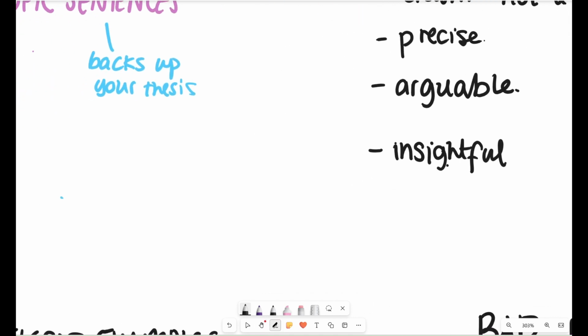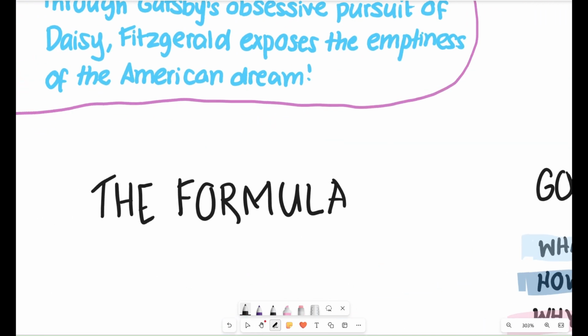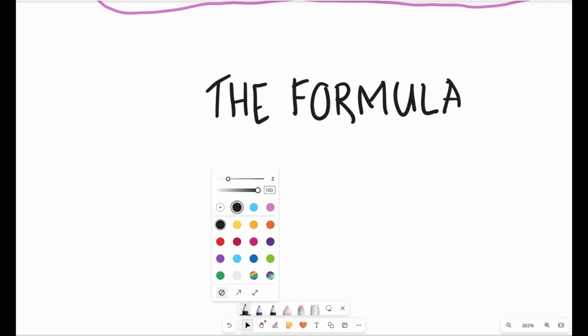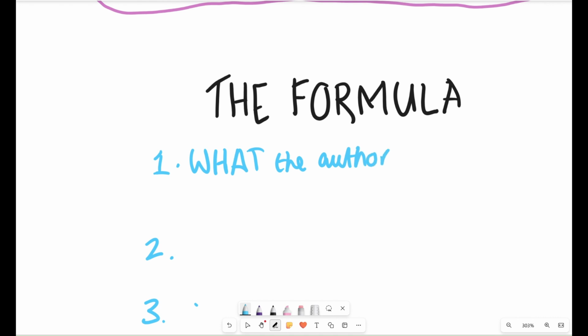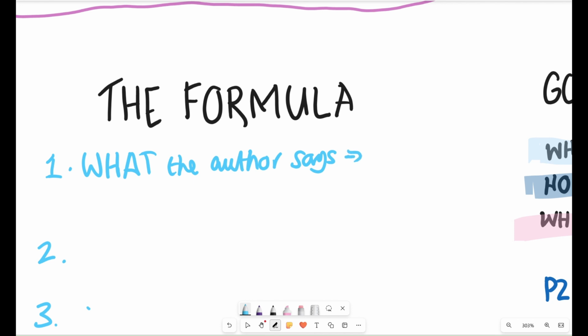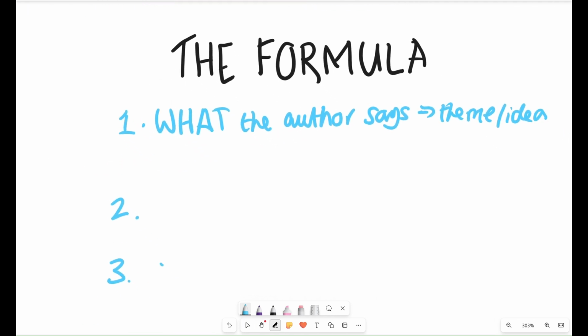Okay, I'm not going to leave you all by yourself, though. There is a little formula that I have come up with. It's a 3-step formula on how to write a good thesis statement. The first thing is what. You're trying to answer what the author says. Here is where you develop your theme or your idea, basically the topic that you're going to be discussing for the rest of the essay.